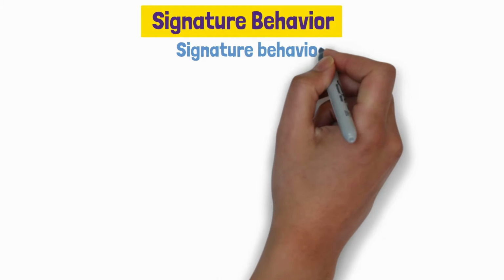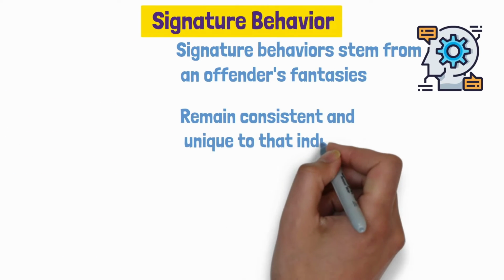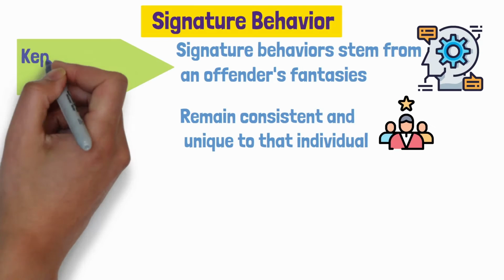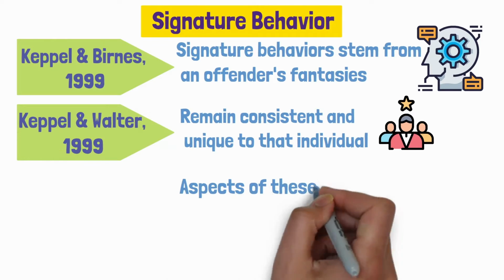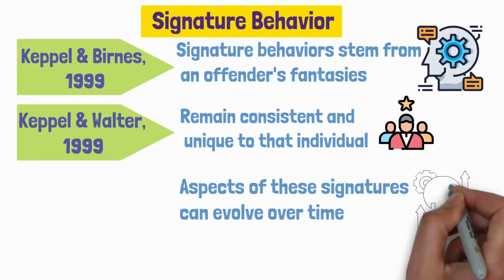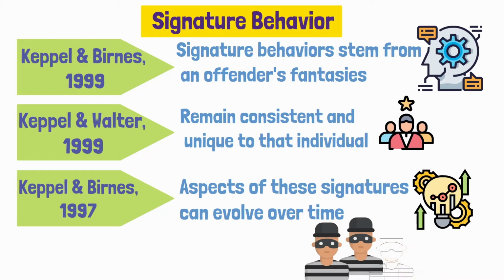Signature behaviours stem from an offender's fantasies and remain consistent and unique to that individual, as identified by Keppel and Bynes in 1999 and Keppel and Walter in 1999. However, aspects of these signatures can evolve over time, as discovered by Keppel and Burns in 1997, indicating changes in the offender's technique or the involvement of multiple offenders.